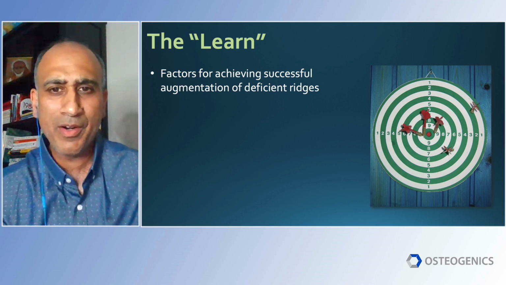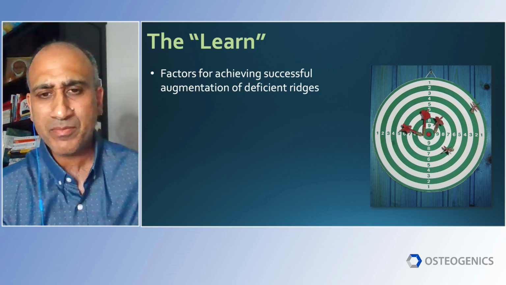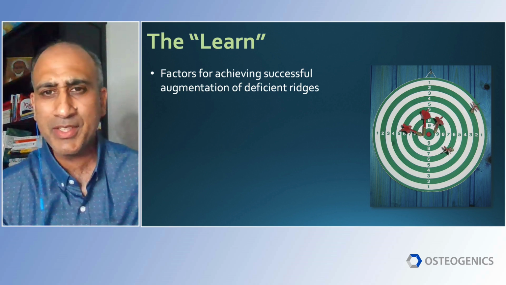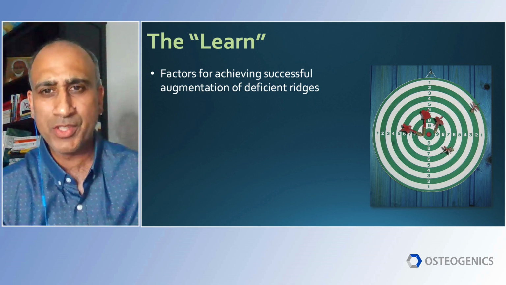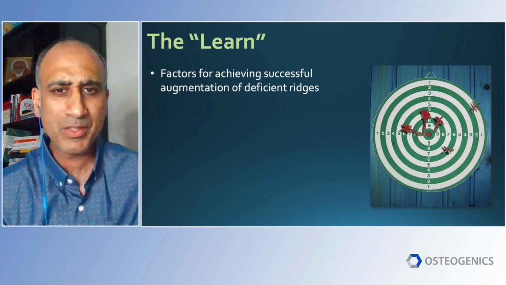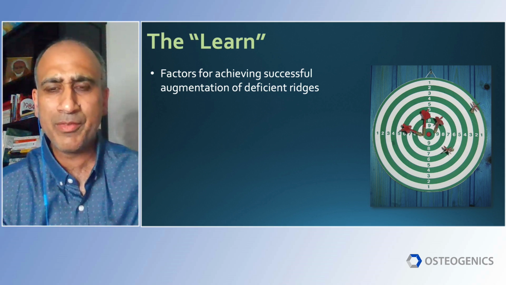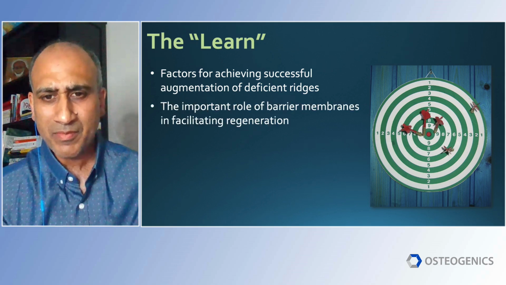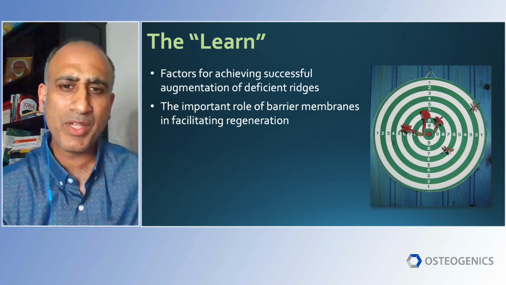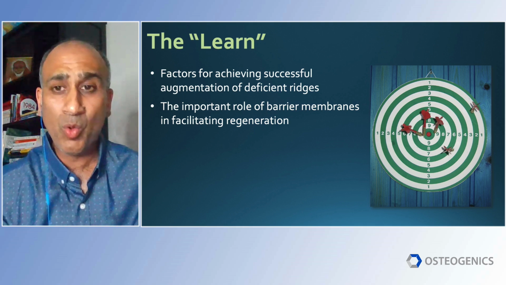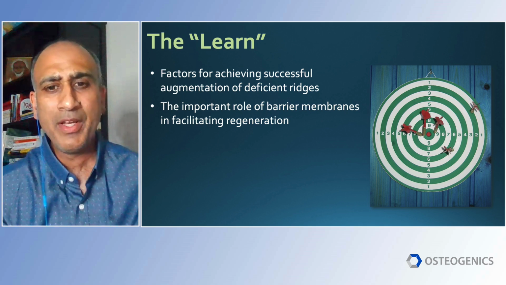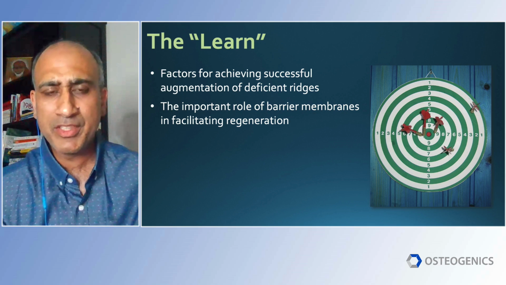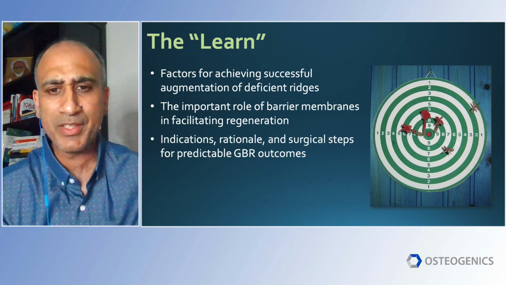So we'll talk about the various factors for achieving successful and predictable augmentation of deficient ridges. And in this presentation, we'll focus exclusively on horizontal ridge augmentation. Vertical augmentation is a whole different ball game with a different material set, and perhaps it's another lecture for another day. But we'll be focusing the crux of this presentation on the role of barrier membranes and what they do for facilitating regeneration. And we'll talk specifically about Zmatrix porcine peritoneum collagen membranes.